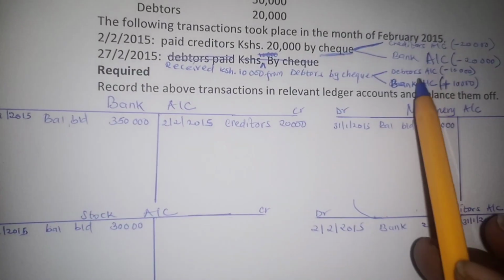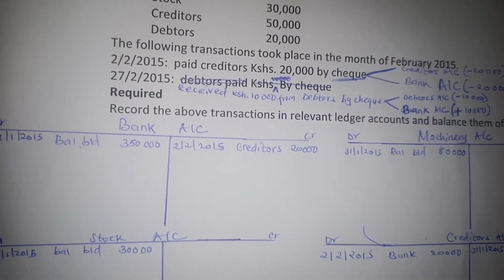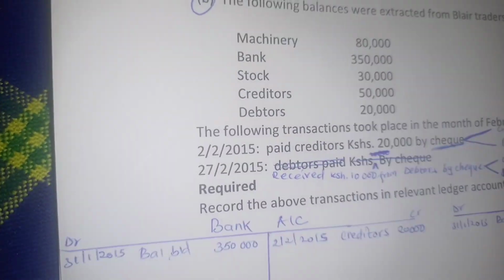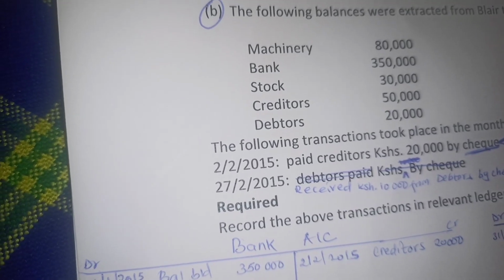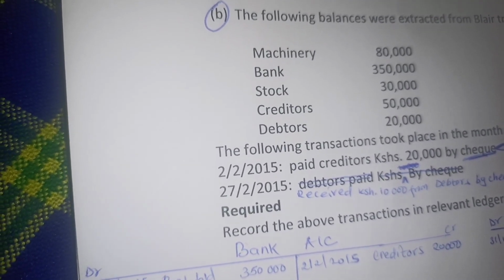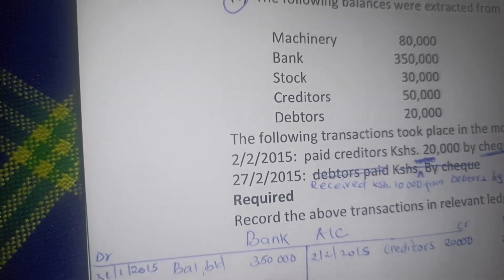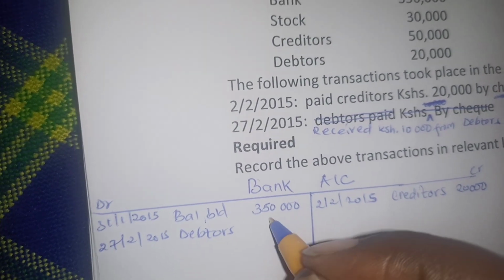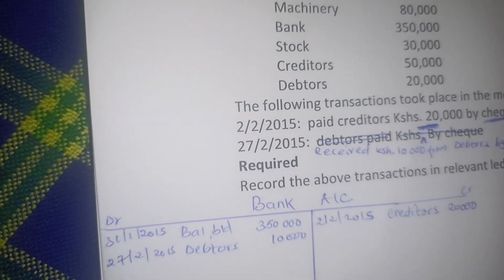Next is the bank account. Where do we have the bank? This one. So the bank here gains 10,000. So we debit on 27th of February 2015. Where did this money come from? The debtors. How much? 10,000. And we are done.